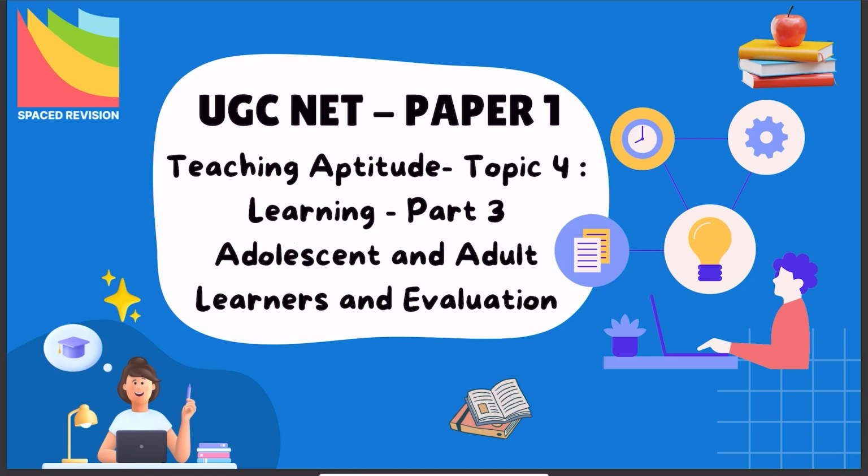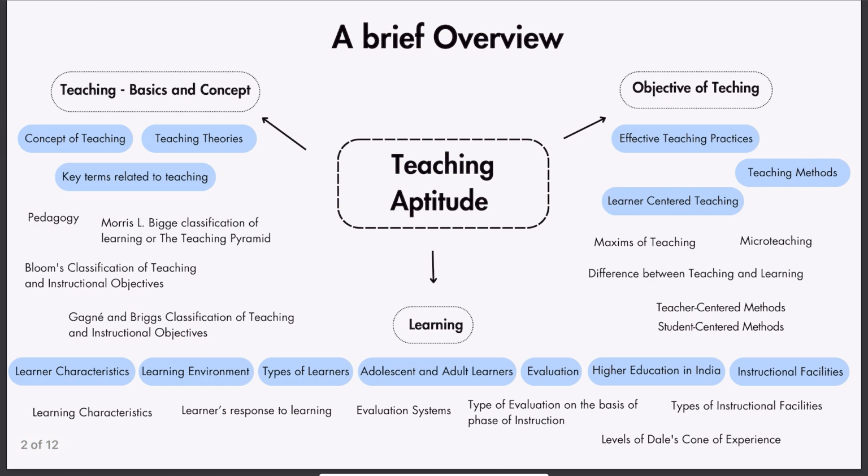Alright, let's come to the part 3 of the video, which is Adolescent and Adult Learners and Evaluation from the first topic, Teaching Aptitude for UGC NET Paper 1. So far, we've completed teaching basics and concepts, and I'm guessing if you've been following me, you're quite familiar with these topics and have revised as well. Next, we've completed objectives of learning and have done a lot of PYQs as well. So, I'm guessing you're familiar with these as well.